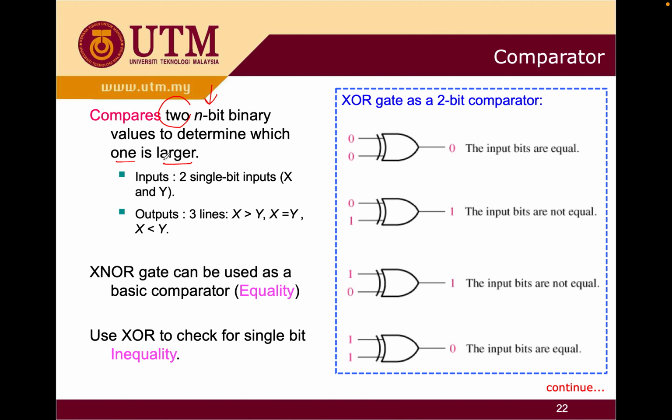And here you can see the input is single bit, X and Y, and the output is 3 lines, whether it is more, equal or less between these two. So that is the output. The output must have 3 lines: more, equal or less. And normally the XNOR gate can be used as a basic comparator.